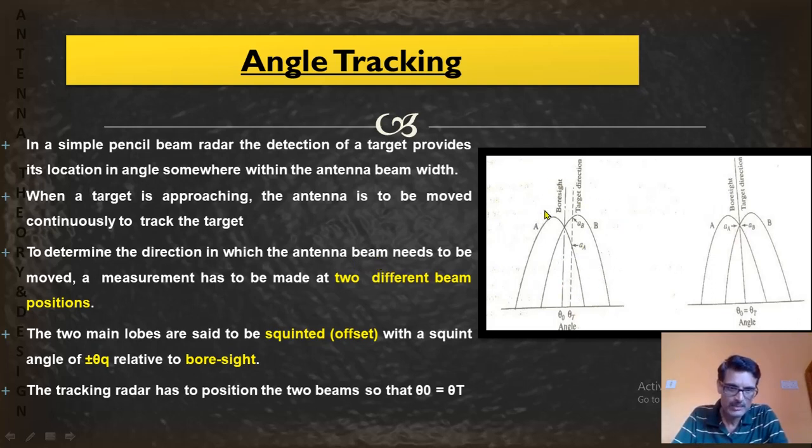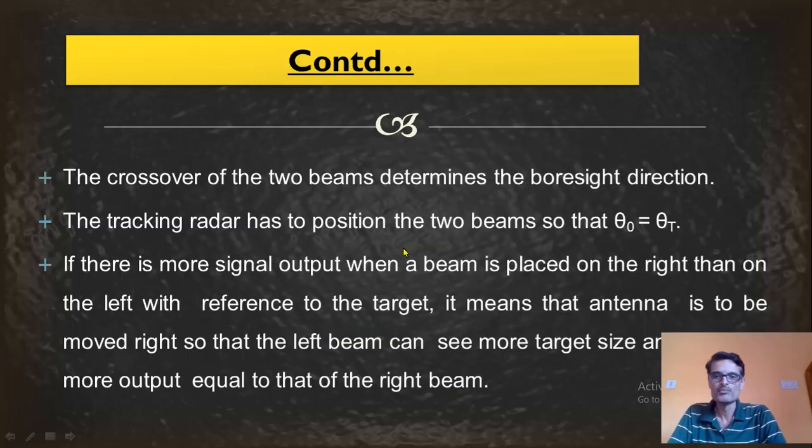Now just look at this diagram again. My target is in this position. It is in the beam shape B. So the amplitude we get from beam position B is more compared to beam position A. In this case, the amplitudes of beam shapes A and B are equal in the boresight direction. So that is the important point we have to notice here. These things I explained already.